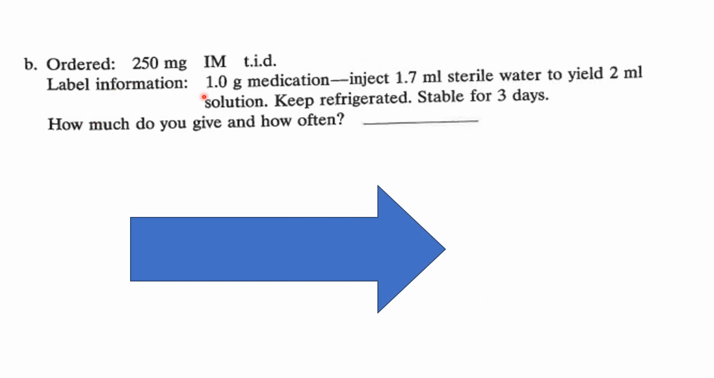Let's do another example. Suppose you were ordered 250 milligrams to be administered via a shot 3 times daily, and the label information is 1 gram of medication, and you're to introduce 1.7 milliliters sterile water to yield 2 milliliters of solution. You have to keep this refrigerated, and this is stable for 3 days. So how much do you give and how often? Please give this a go yourself.